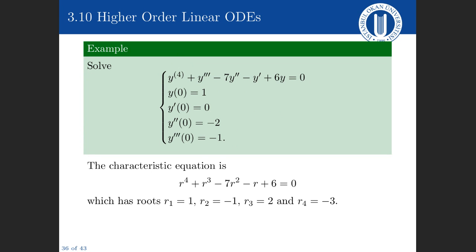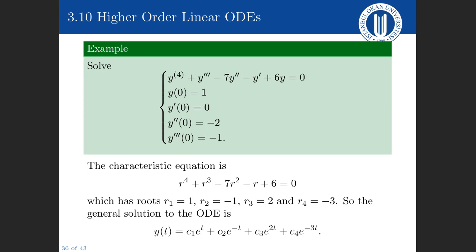First thing we do is write down the characteristic equation of the differential equation: r to the power 4 plus r cubed minus 7r squared minus r plus 6 is equal to 0. And if we solve this equation, we find that the roots are 1, minus 1, 2, and minus 3. You can guess what we do next. We can write down the general solution to the differential equation.